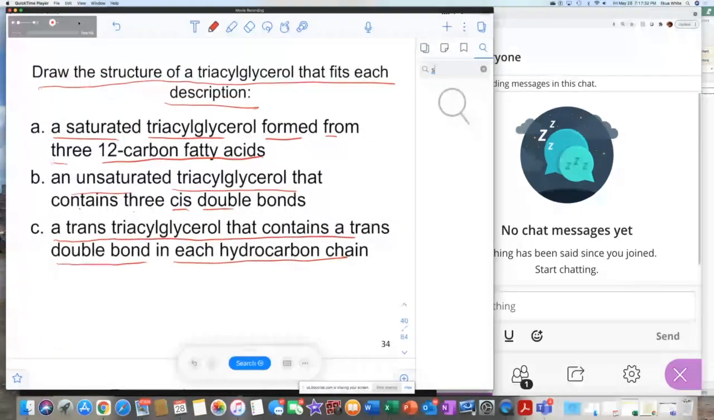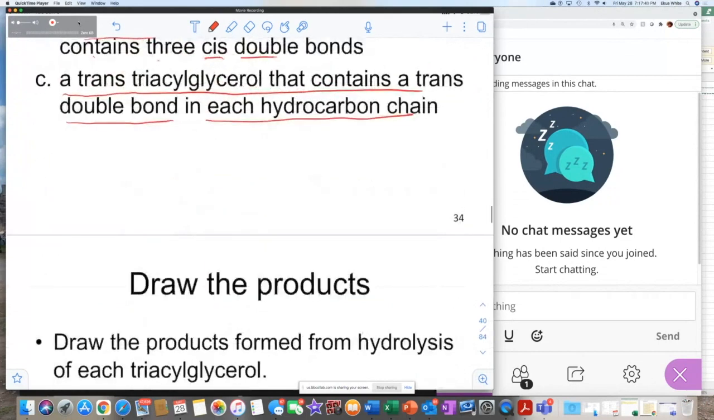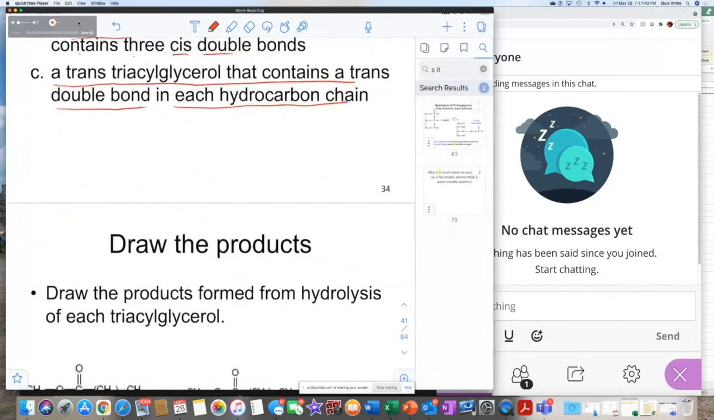Okay, so for my first one, I'm going to just draw one and then fill in the rest. Wait, why won't this go away? Okay. Wait, did I do something?